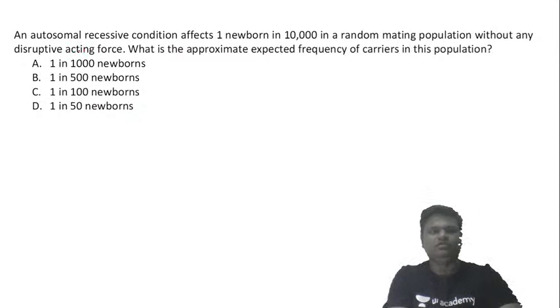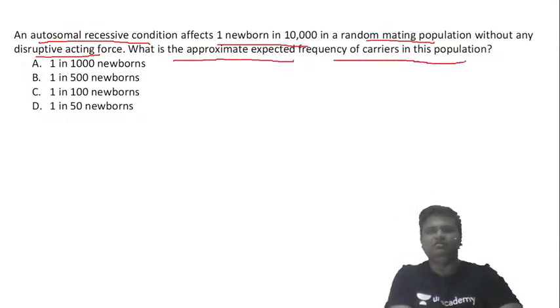So let's move to the next question. Next question says that an autosomal recessive condition affects 1 in 10,000 in a random mating population without any disruptive acting force. What is the approximate expected frequency of carriers in this population?